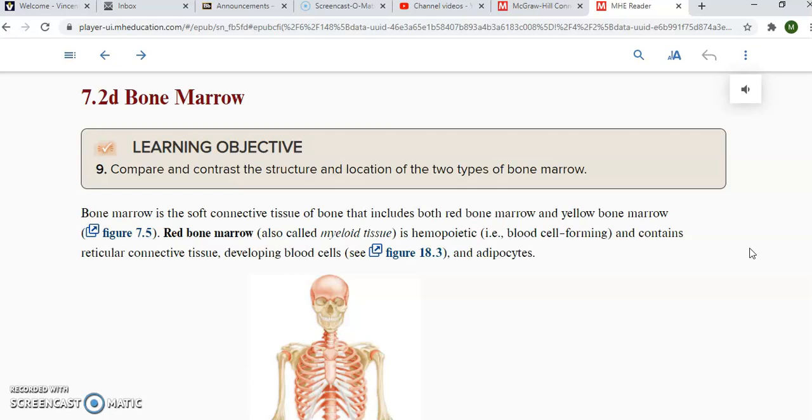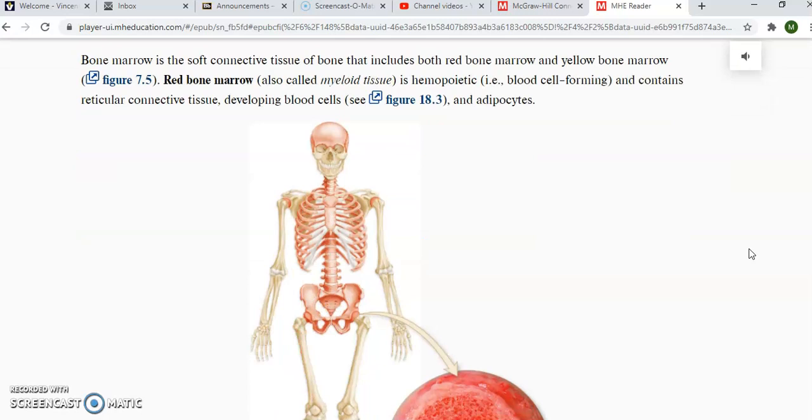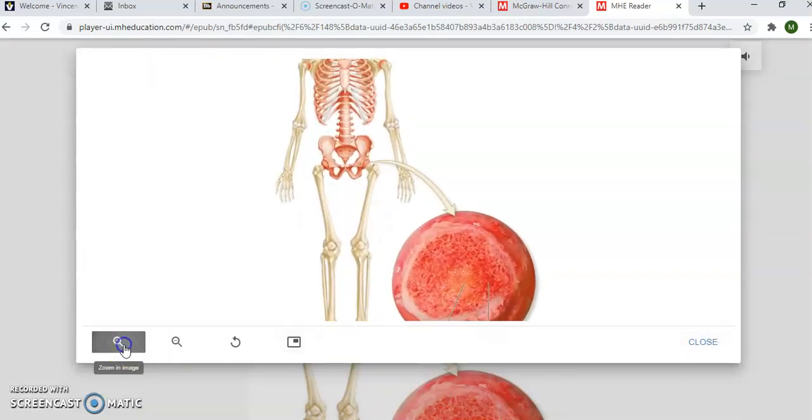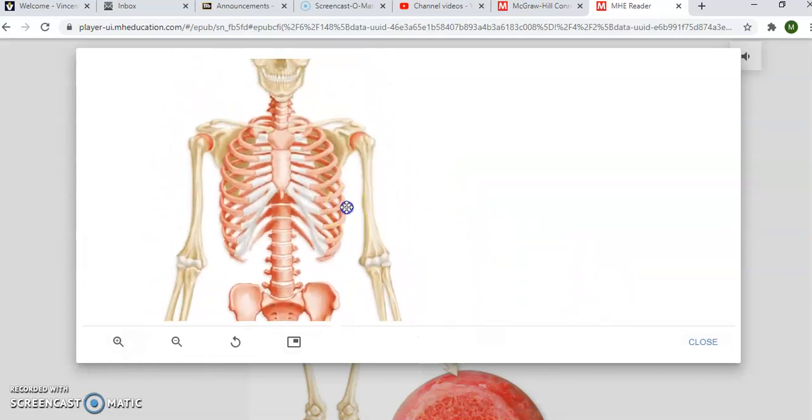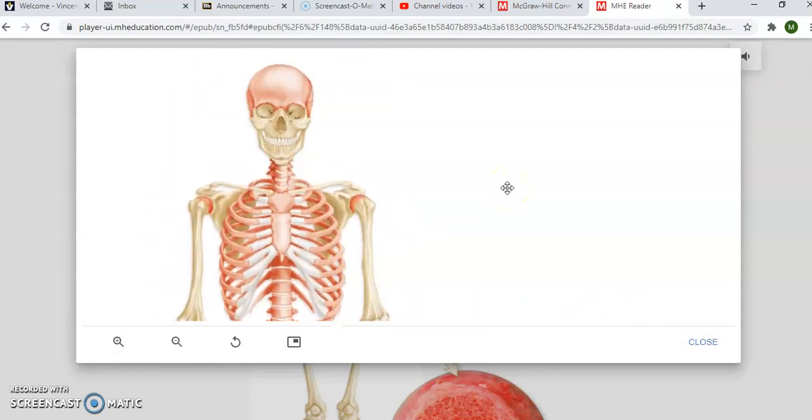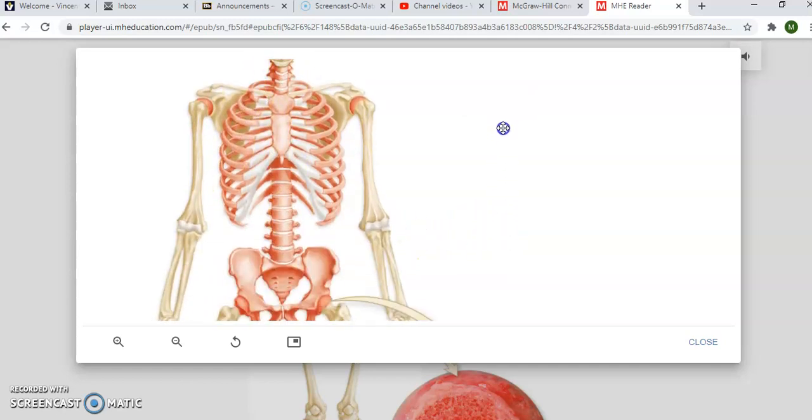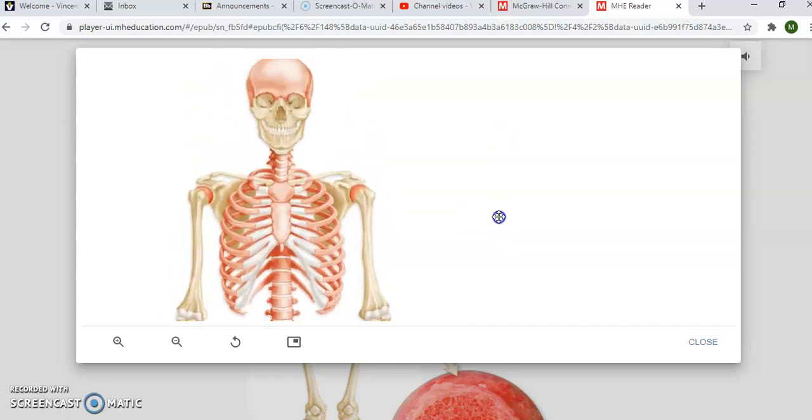On this picture, the red shows where you can find red bone marrow in an adult. You can definitely find it in the frontal bone and temporal bones. It's probably hard to see, but also the parietal bones and occipital bones. Then they have the sternum, the ribs, and the vertebrae. Those are all places where you have red bone marrow.